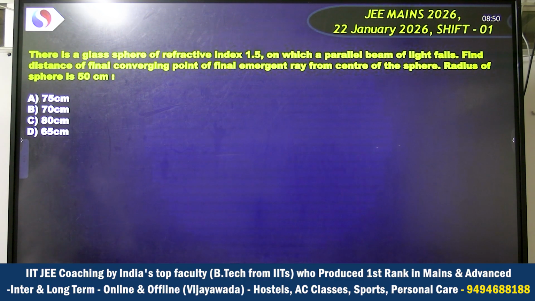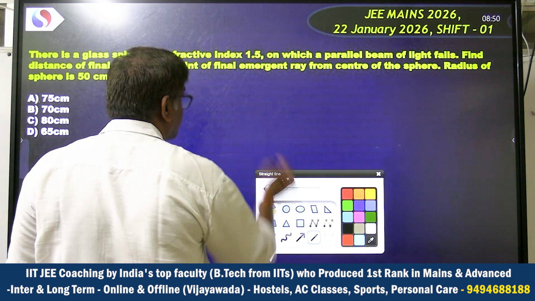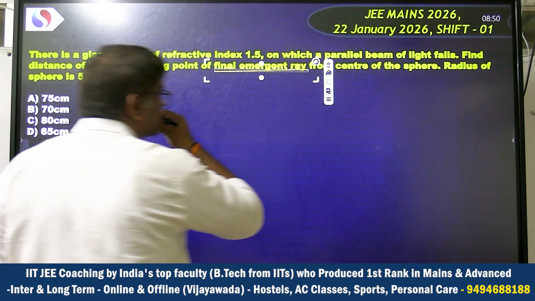Fine. There is a glass sphere of refractive index 1.5 on which a parallel beam of light falls. Find the distance of the final converging point of the final emergent ray. Mind it, they are talking about the final emergent ray from the center of the sphere.